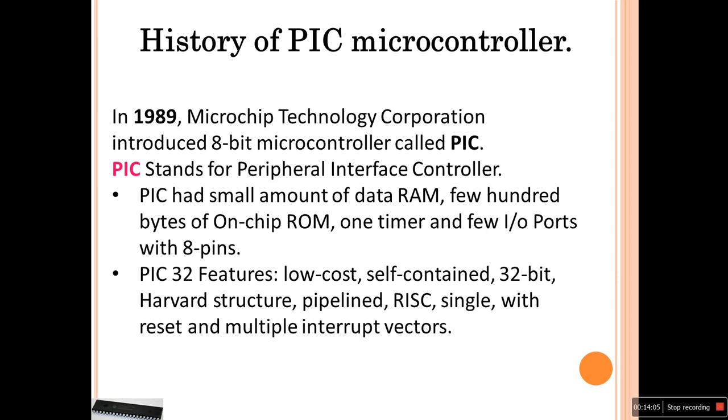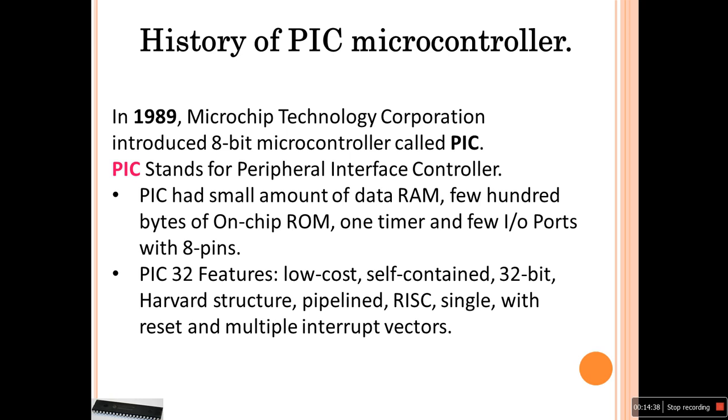Now we talk about the history of the PIC microcontroller. It started in 1989 with Microchip Corporation. It introduced 8-bit microcontrollers called PIC, which stands for Peripheral Interface Controller. It had a small amount of RAM, a few hundred bytes of on-chip ROM, a timer, and a few I/O ports with 8 pins each. As time goes by, their features increase, and they advance into a microcontroller family.